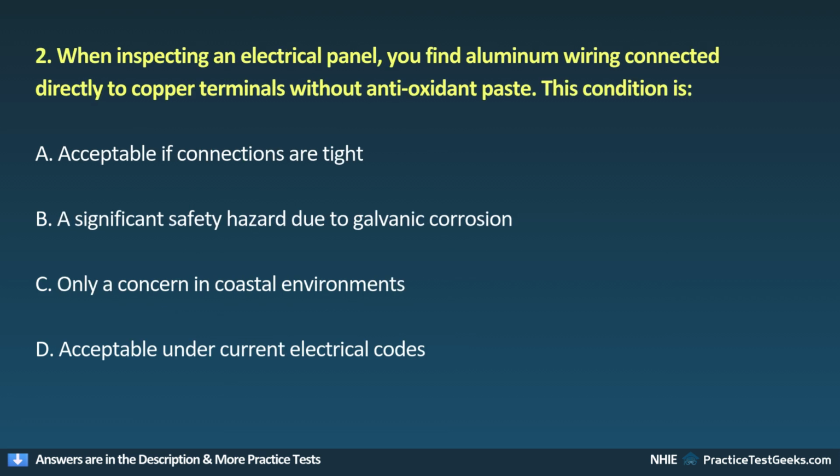2. When inspecting an electrical panel, you find aluminum wiring connected directly to copper terminals without antioxidant paste. This condition is A. Acceptable if connections are tight, B. A significant safety hazard due to galvanic corrosion, C. Only a concern in coastal environments, D. Acceptable under current electrical codes.